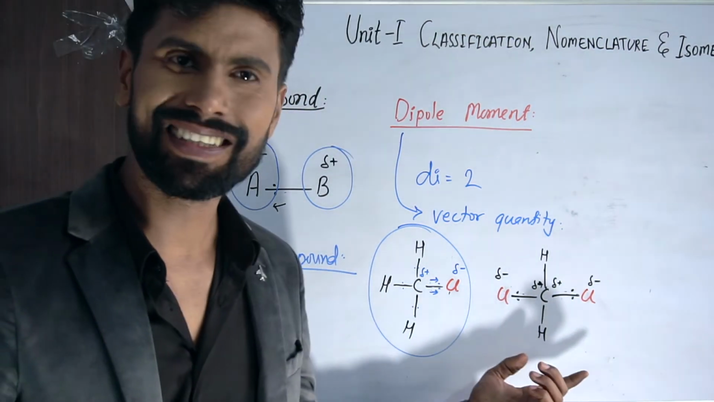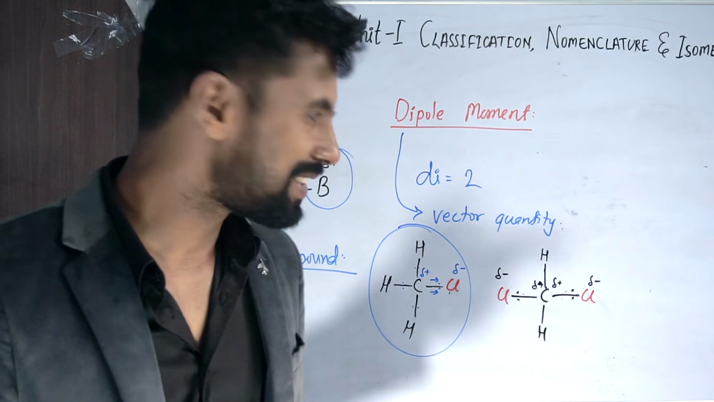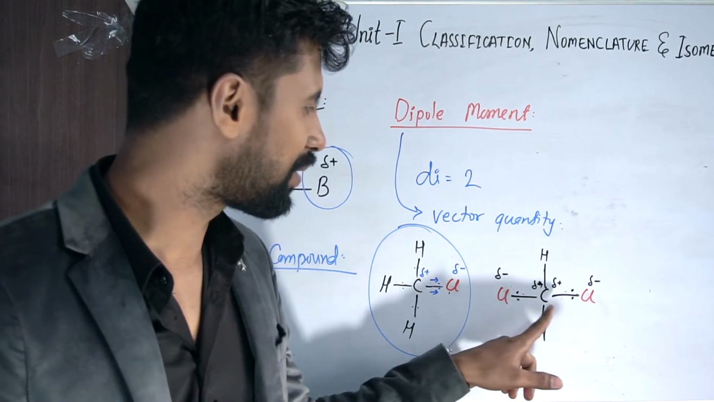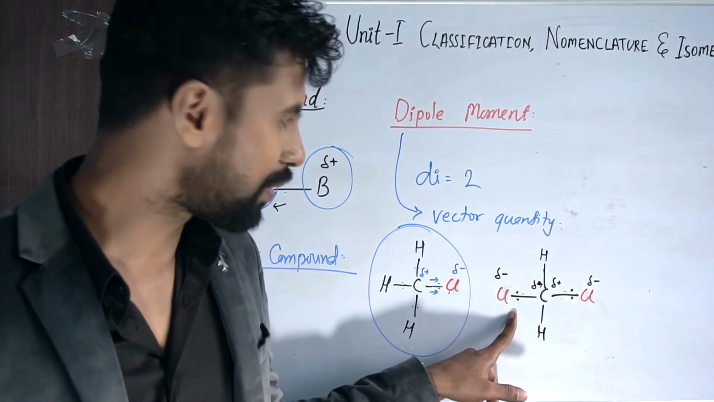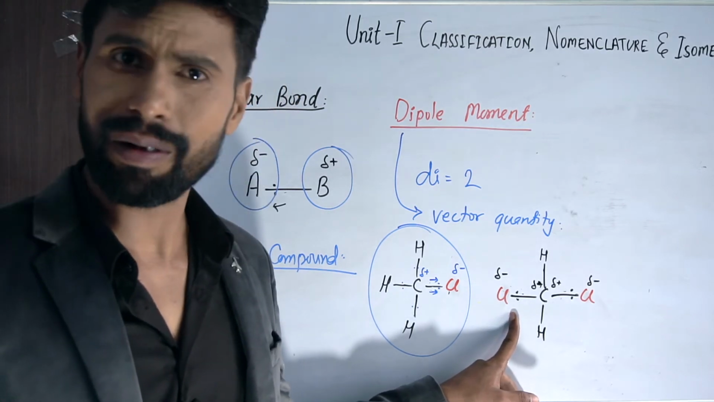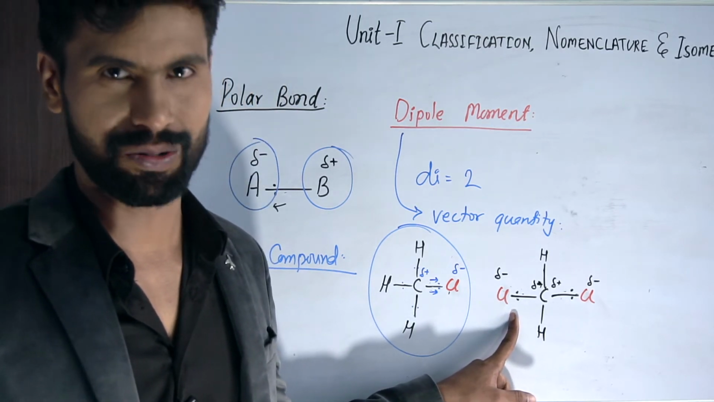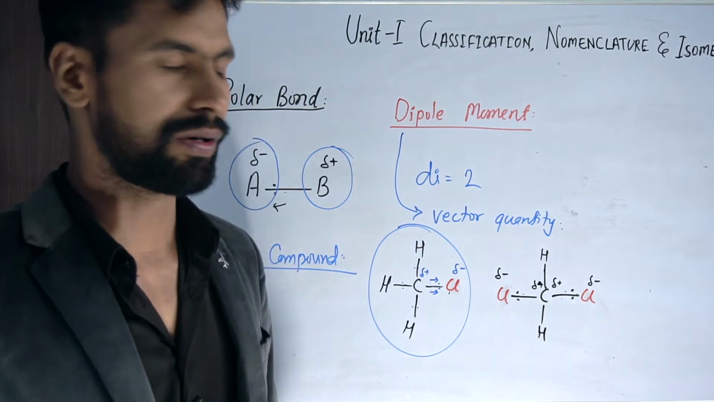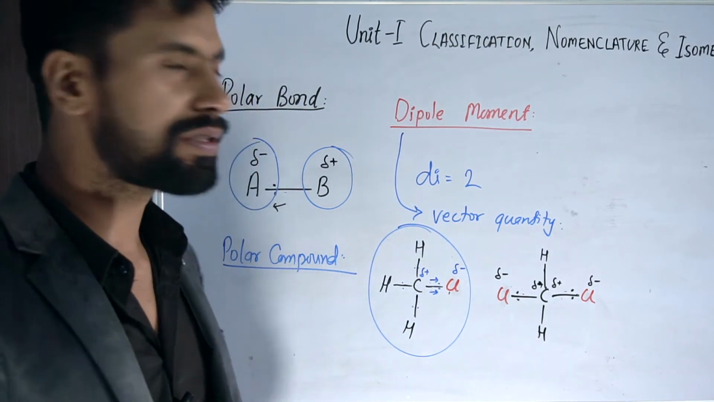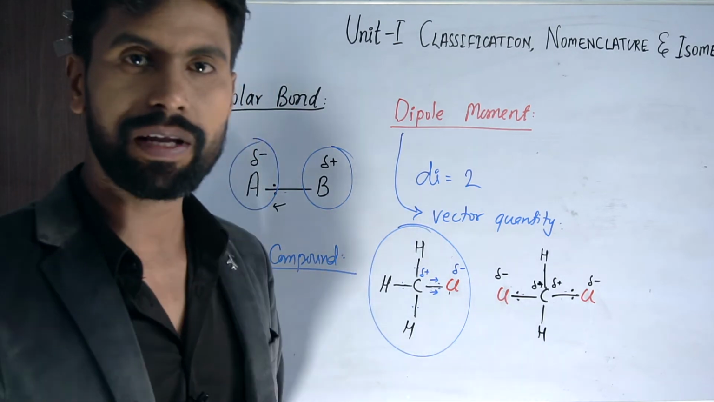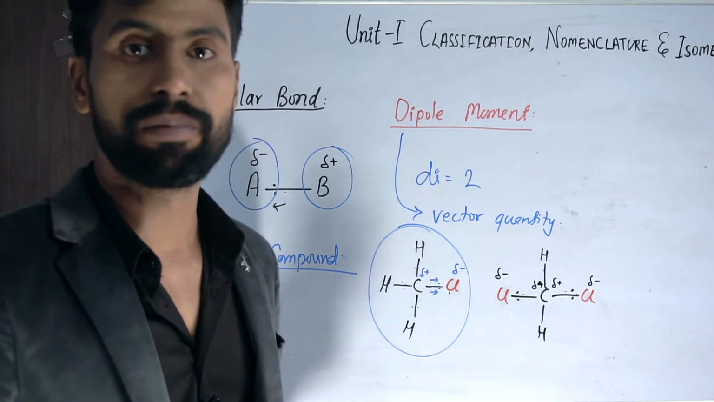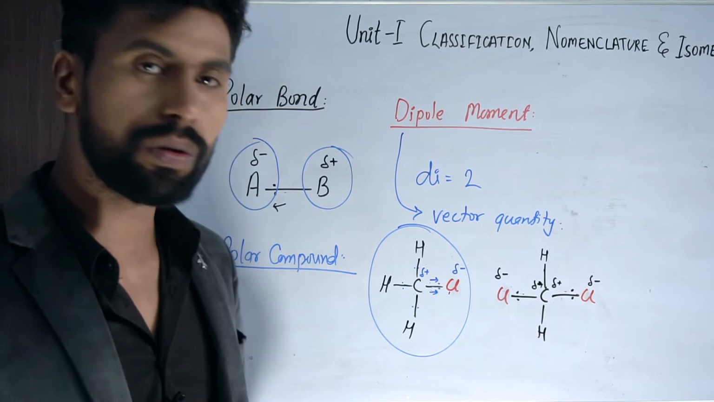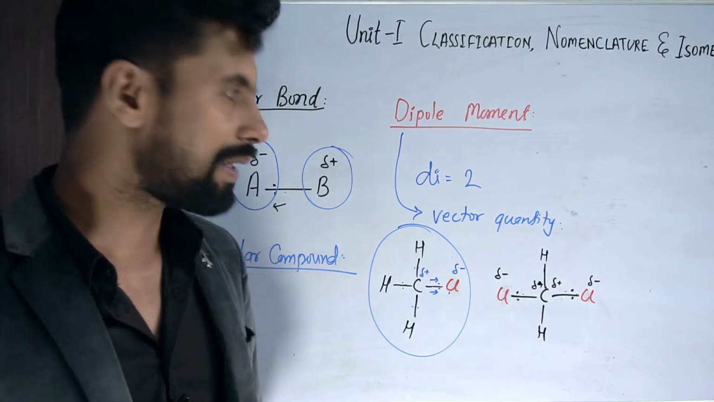Now if you see here, two polar bonds are there, C-Cl, this is one polar bond, and C-Cl, this is another polar bond. But is that a polar compound? No, it is not a polar compound. Though it has two polar bonds, it is not a polar compound. Why? A polar compound is not decided by the number of polar bonds. A polar compound is decided by dipole moment. And you know that dipole moment is a vector quantity.